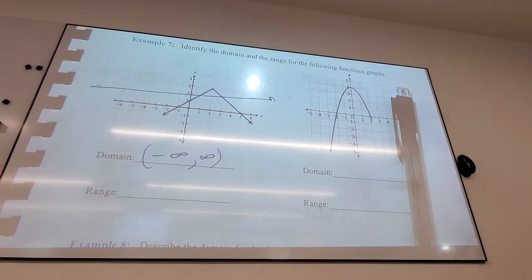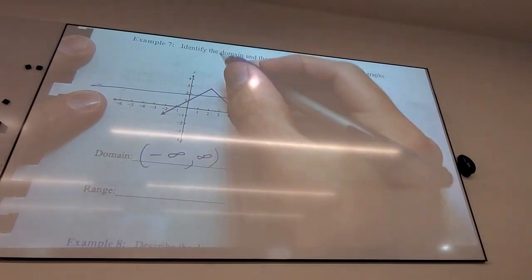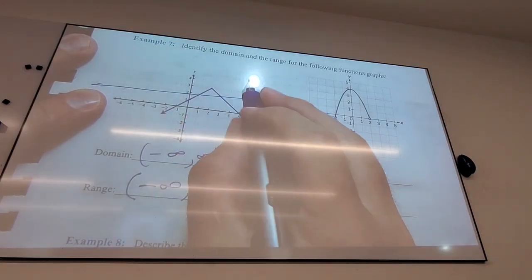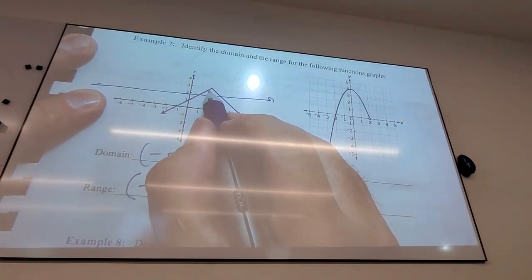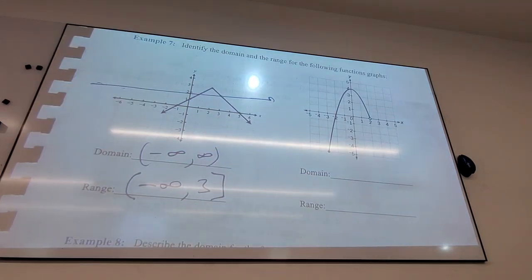So how would I write that down? What symbol? Start at negative infinity, so I would put a parenthesis, because you can't get to infinity. Up to 3, and do I include 3? Is there an open circle at 3? So I would include 3.